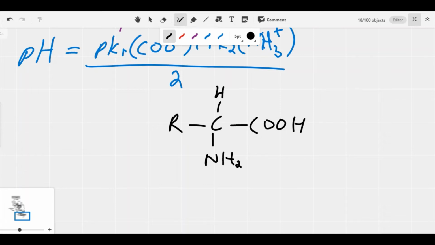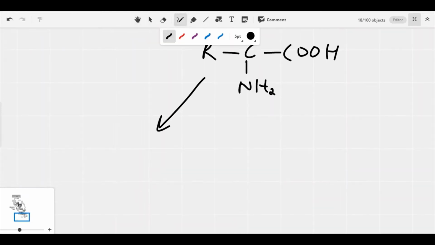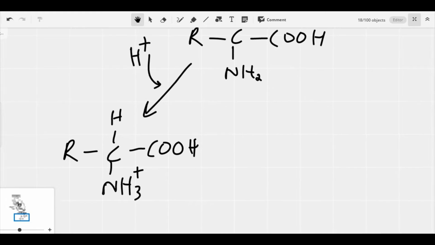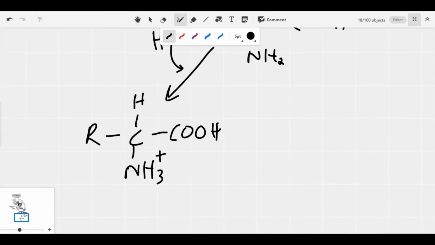Okay, and when the hydrogen ion is donated, it means that it is converted into RCH NH3 positive. In this case you can see there is a cation formation, a positive charge cation, so that will exist at low pH.